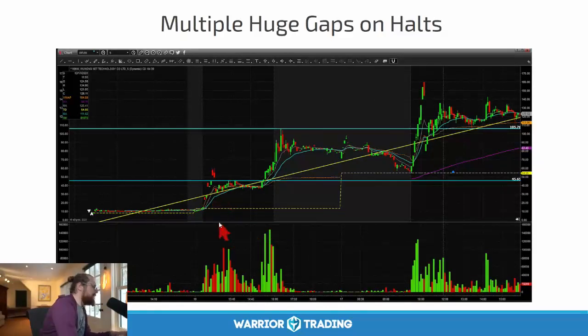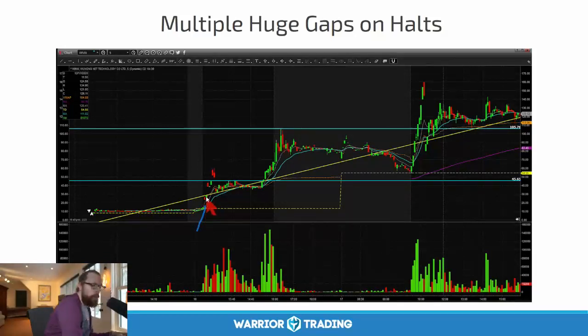Here's another example. Now, this one was kind of interesting. On this particular stock, the previous day, it was the first day of trading, and there was actually a halt on the IPO, the initial public offering. Next day, it squeezes up and halts going up. And then look at this gap. So it halts going up right here, and it halted going up at like $15.